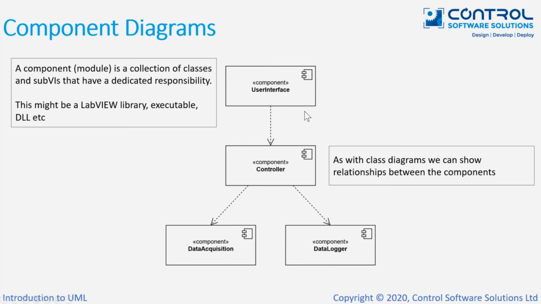Now, what I've shown here is the relationship between these, the dependency. My user interface is dependent on there being a controller. The controller is dependent on these two service components, data acquisition and data logger. I've just shown those as very general dependencies.